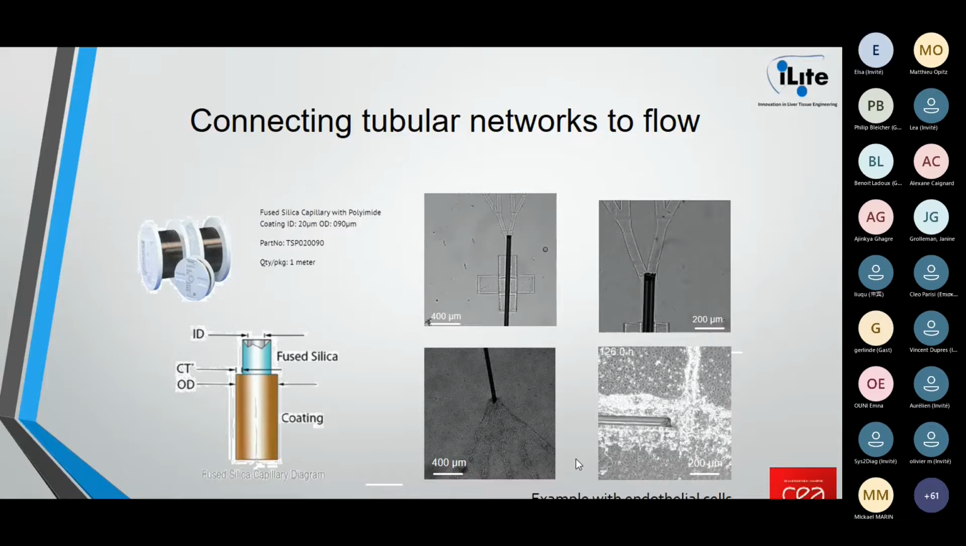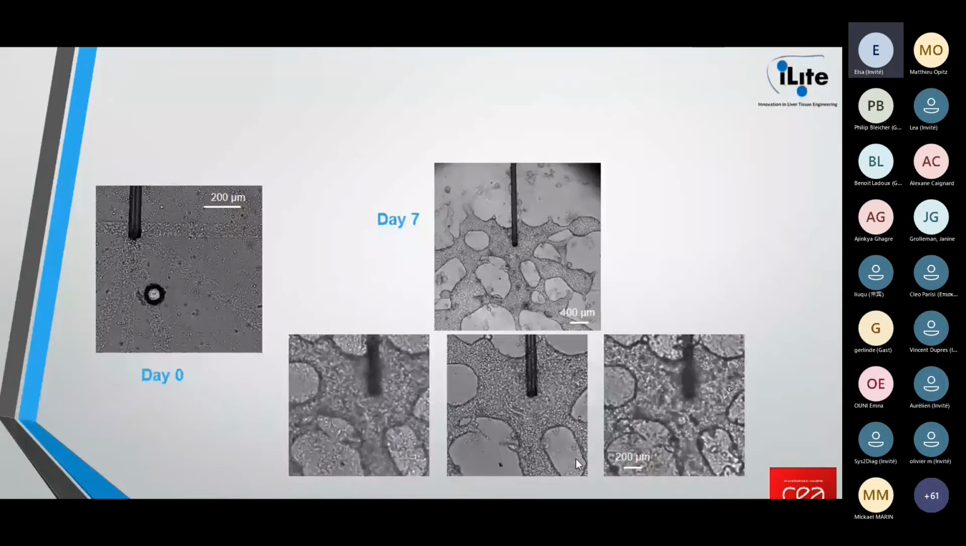But the good thing is the tube stays, and the cells seem to be not so perturbed by the presence of the tube. Here are our epithelial cells, our biliary cells. The cells seem to be able, after 7 days of culture, to organize around the tube. So we just have to connect it to the pump now to see what happens.